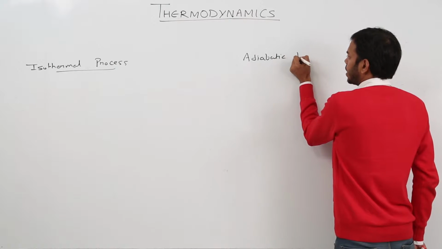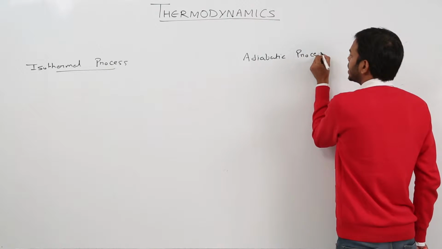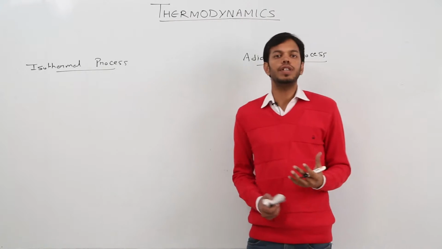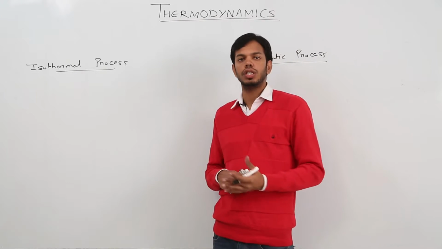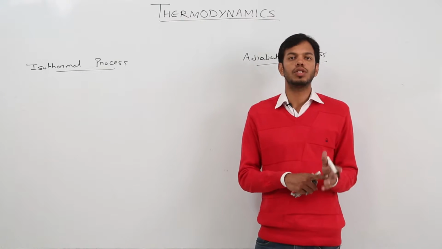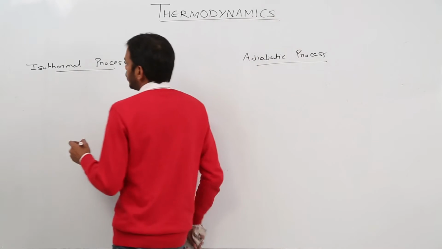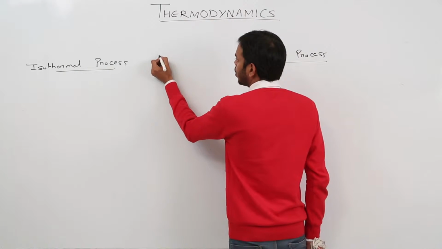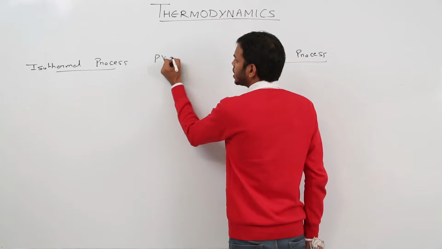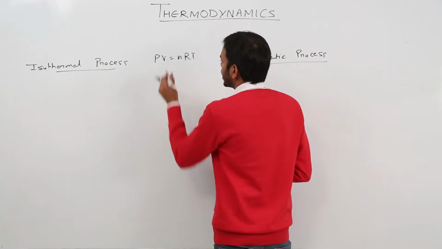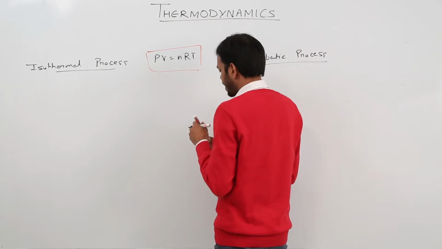As I have already stated, I will repeat it again. An isothermal process is a process in which the pressure and volume of a gas change at constant temperature. That means both P and V are changing, but T remains constant. Now, according to the ideal gas equation, PV is equal to nRT. We are going to take note of this equation again and again.